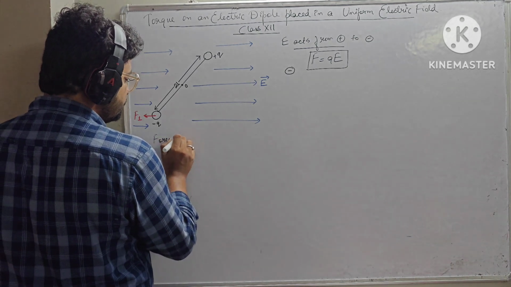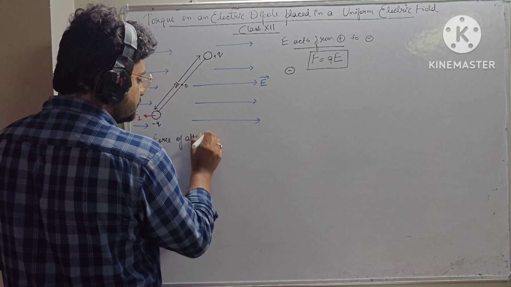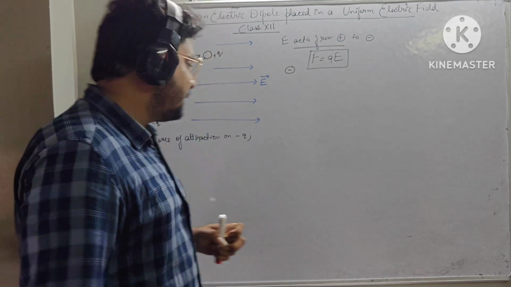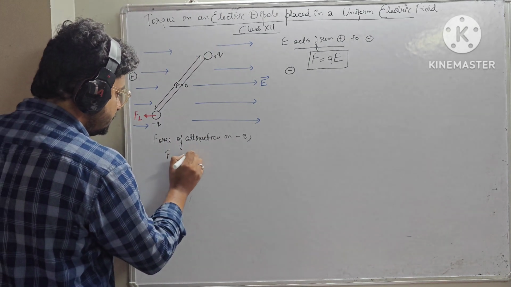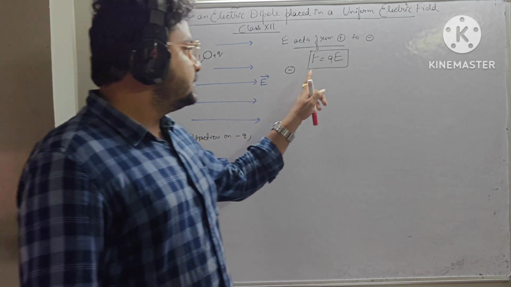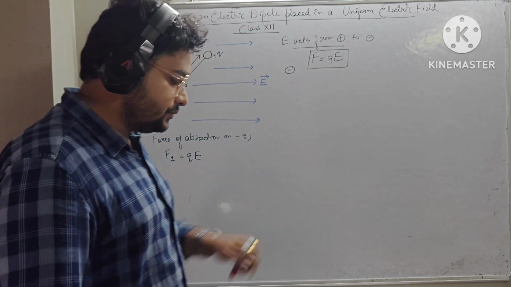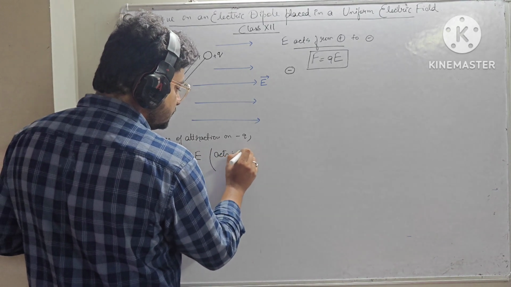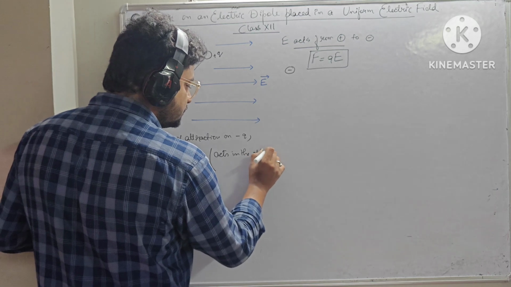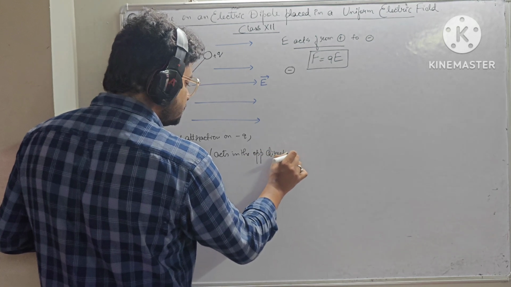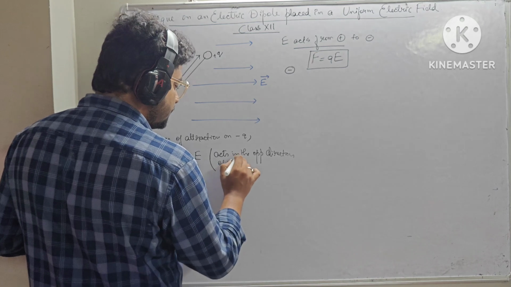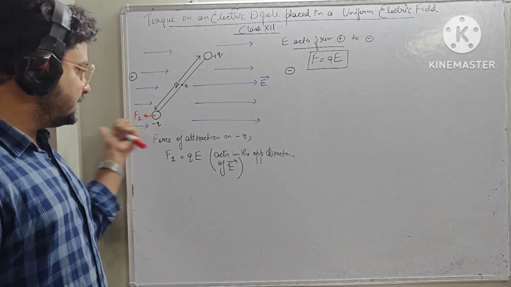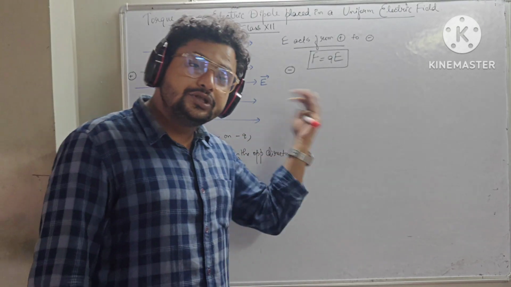So force of attraction on minus q. So F1 will be equal to, here I have given the formula, that is qE. Okay, F1 is going to be qE. What is the direction? It acts in the opposite direction of E. So F1 equals q into E. You see, E is acting in this direction, and this force F1 is acting in this direction. So this is going to act in the opposite direction of E.